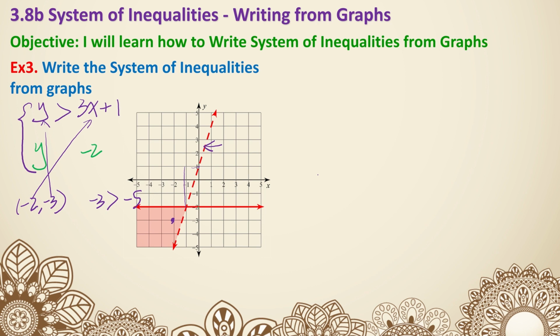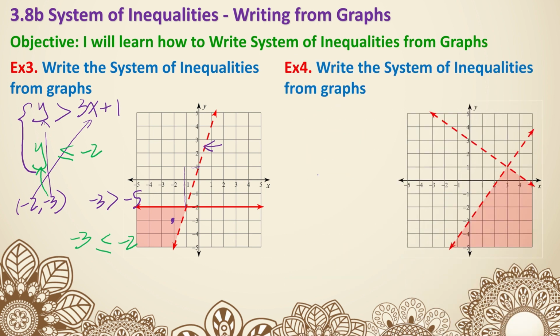And then we can do the same thing with the second one. Plug in the -3 for y. We've got a -3 on the left side and -2 on the right side. And -3 is actually less than -2, but it's a solid line, so it's going to be less than or equal to. That is example 3. Moving on, example 4.